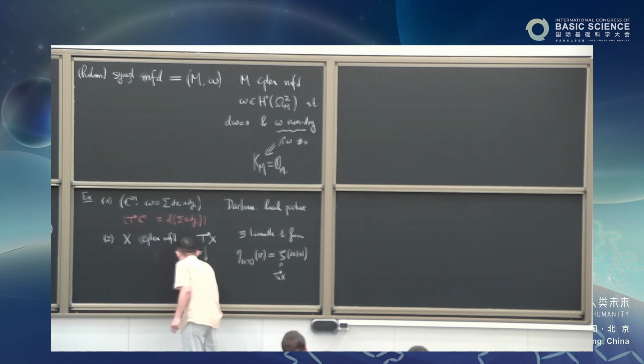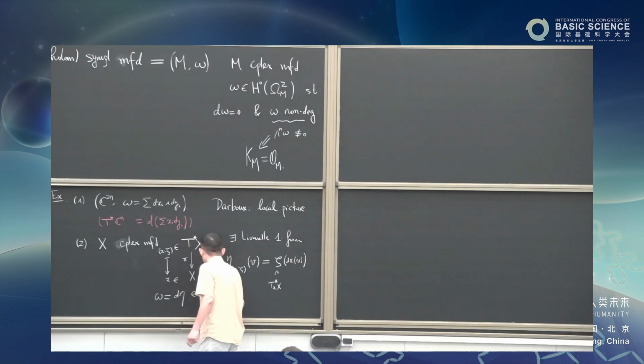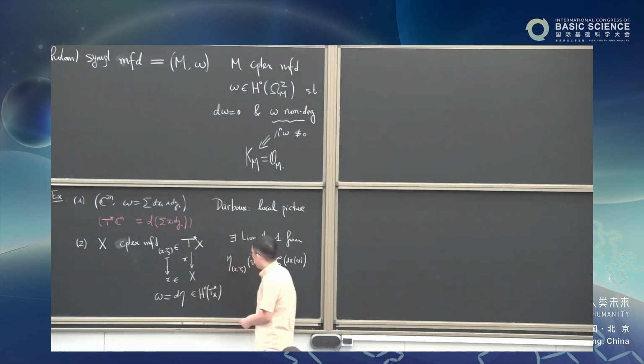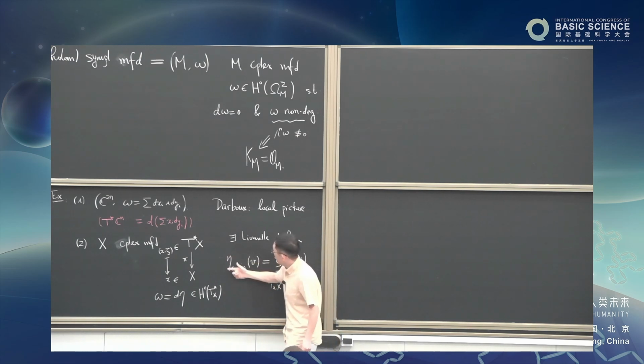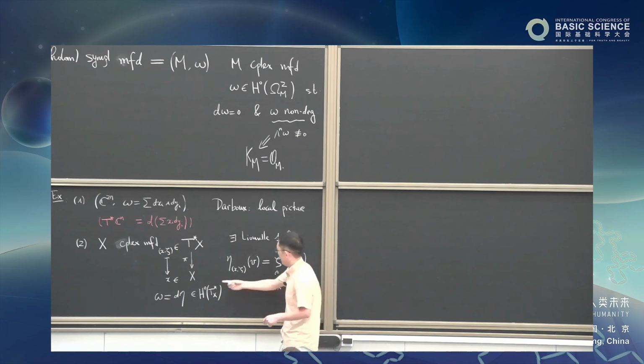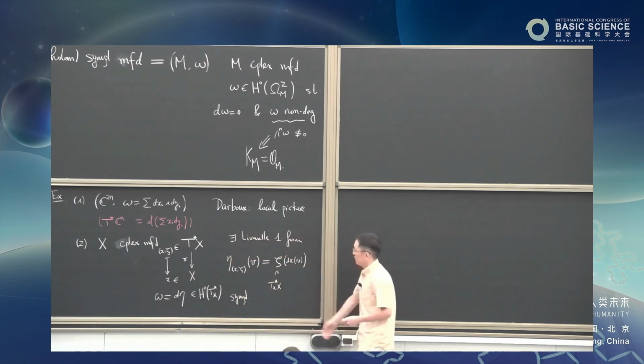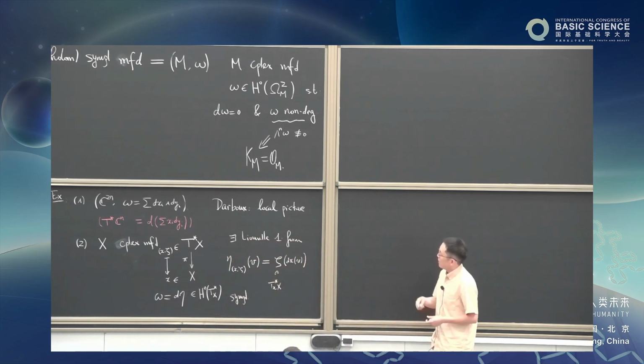So omega is just d of eta. This gives you a holomorphic 2-form. In fact, you need to check that locally this one-form looks like the previous form, and then when you take the derivative, this becomes the symplectic form. So in particular, this gives you a symplectic manifold. So this is a baby example.